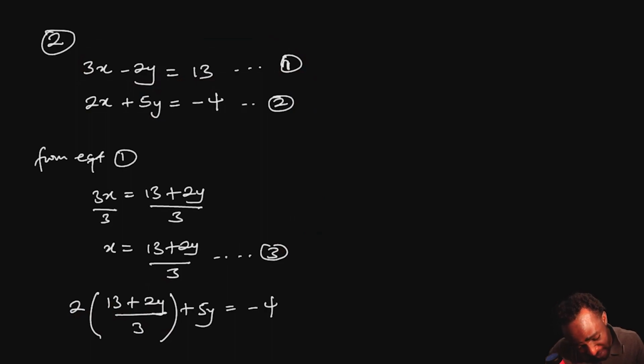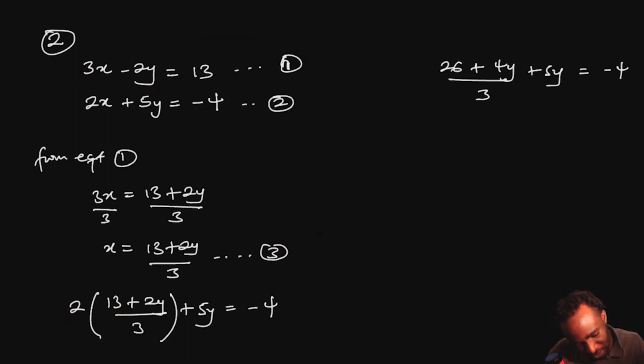All right, so you can go ahead and further simplify this by expanding the bracket first. The first one is going to be 26, because 2 times 13, and 2 times 2y is 4y. So 26 plus 4y all over 3 plus 5y on the left hand side, and the right hand side is going to remain minus 4.